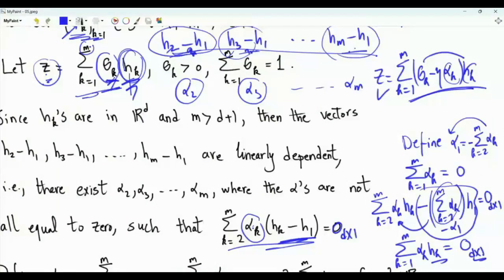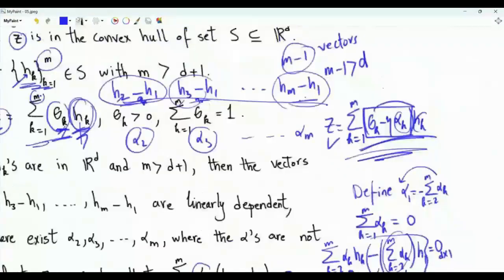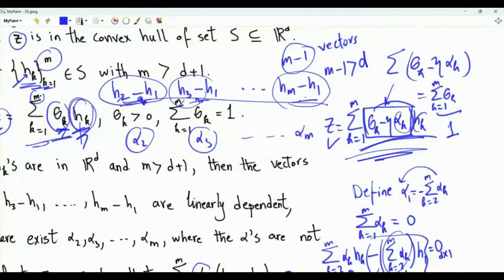Is this a convex combination? This is a convex combination if those coefficients are non-negative and if their sum is equal to 1. Till now, this is just a linear combination. What about the sum of those coefficients? Summation theta k minus eta alpha k. This is the summation k from 1 to m theta k, and this sum is 1 because we have started with a convex combination.